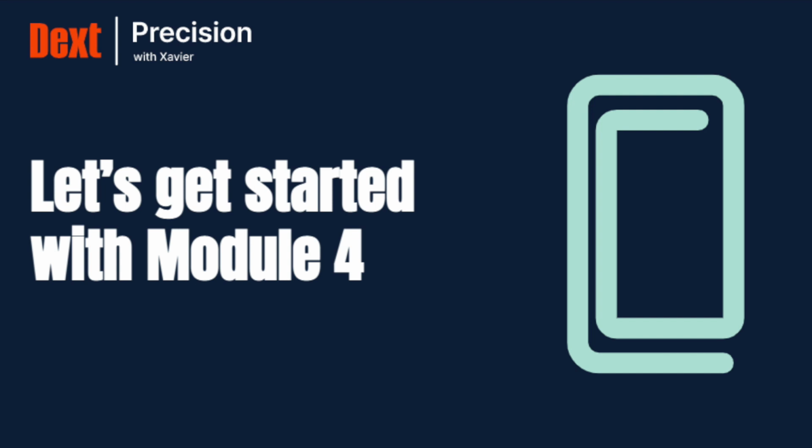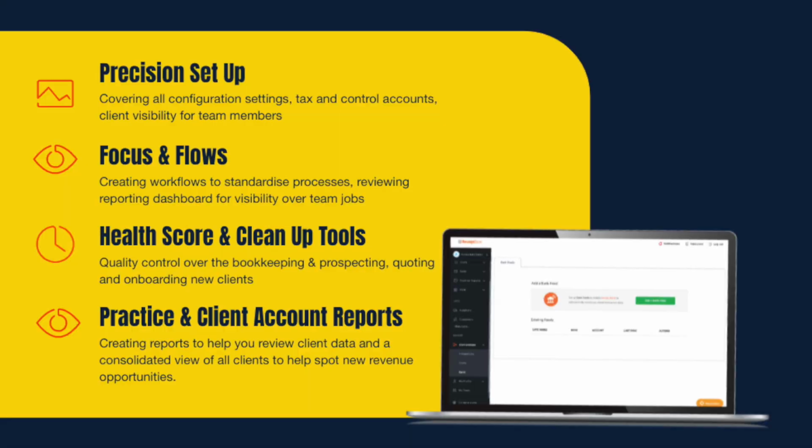In this module, I'm going to take you through how to use Precision for all your bookkeeping clients. We're going to cover things such as setup, so how to set up your team on Precision, make sure that the settings that you choose for your client accounts are set up correctly and mapped correctly to control accounts and tax accounts. And also cover how you can add your team members and change their visibility settings so that they can see clients that they're working on.